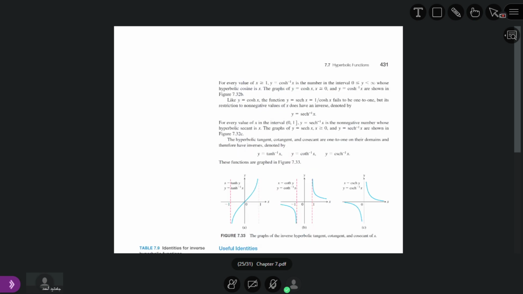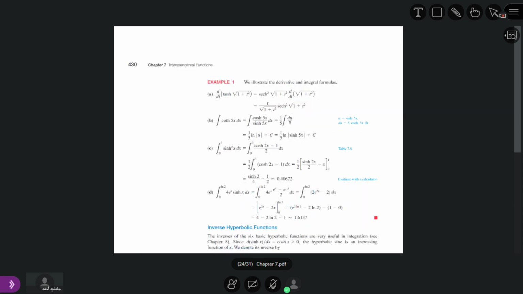Here on the side I find out what is sine hyperbolic inverse. Okay, here I start from here. So first of all, if I want to find what is sine hyperbolic inverse, I shall do the following things.